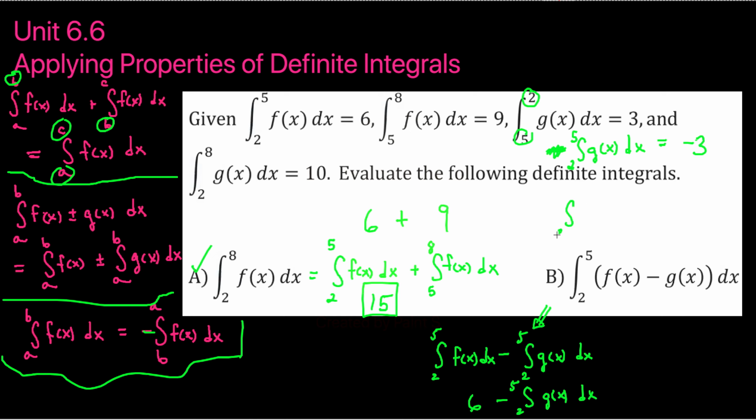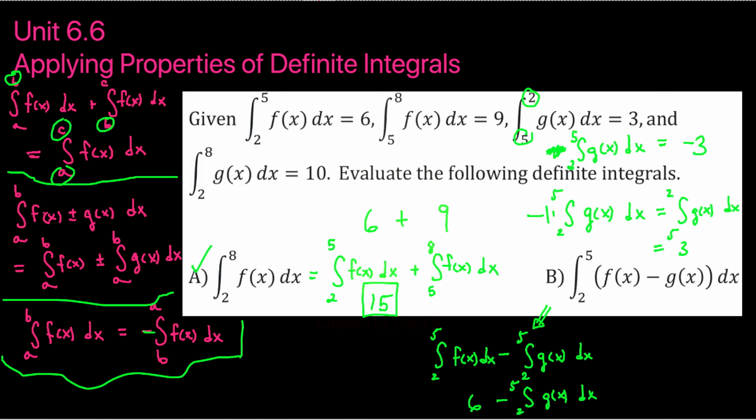The integral from 2 to 5 of g of x dx, by my rule, is equal to the negative of the integral from 5 to 2 of g of x dx, because I flipped the bounds. Now I know that this one's 3, and with the negative in front, I multiply by the negative and get that the integral from 2 to 5 is negative 3.